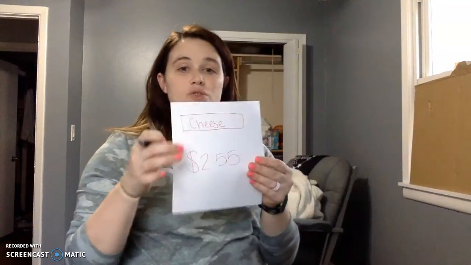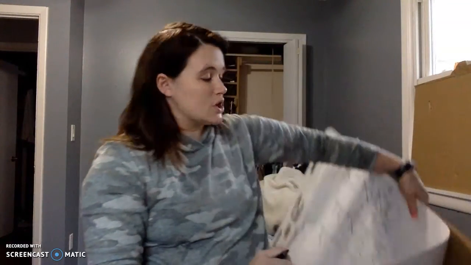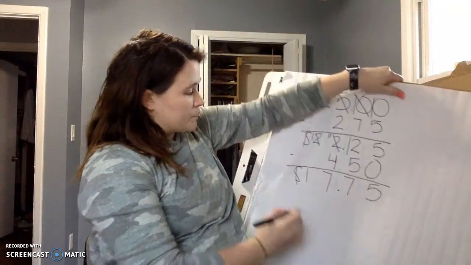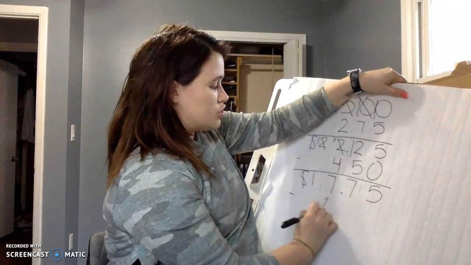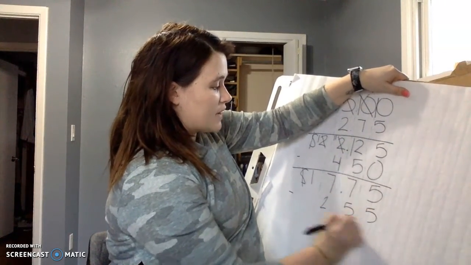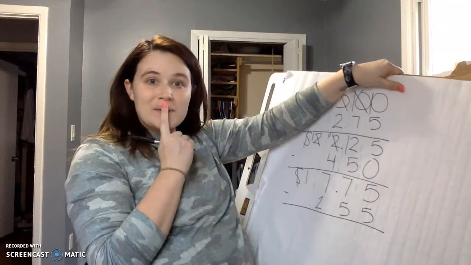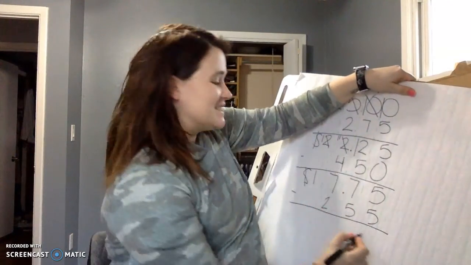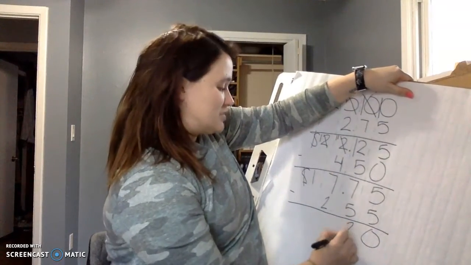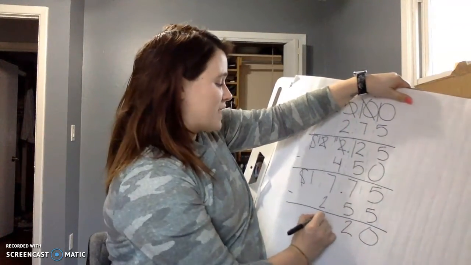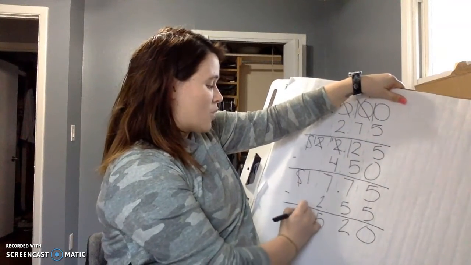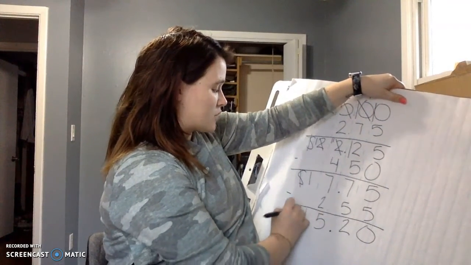What if I wanted, ooh, let's do cheese. So cheese is $2.55. So we're going to come over here. We're going to subtract our $2.55. But this one might work out nice, won't it? What's 5 minus 5? 0. 7 minus 5? 2. 7 minus 2? 5. And 1 minus 0? 1. Good job. Yep, drop it all.